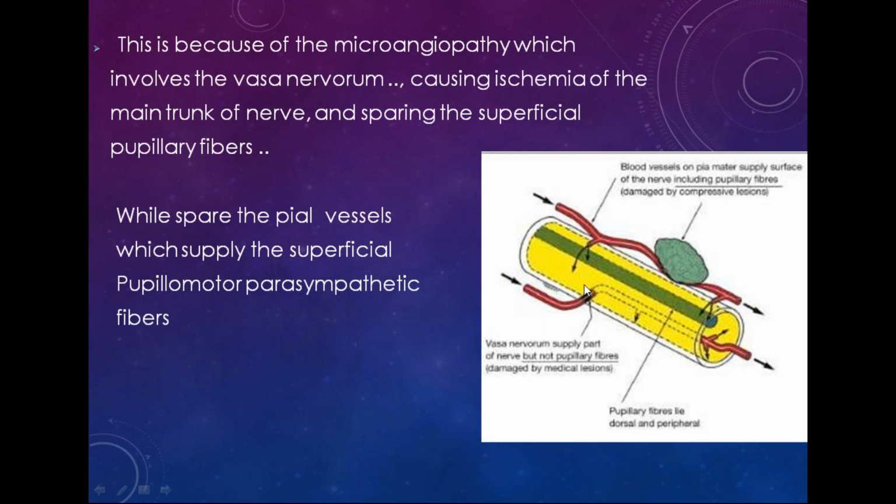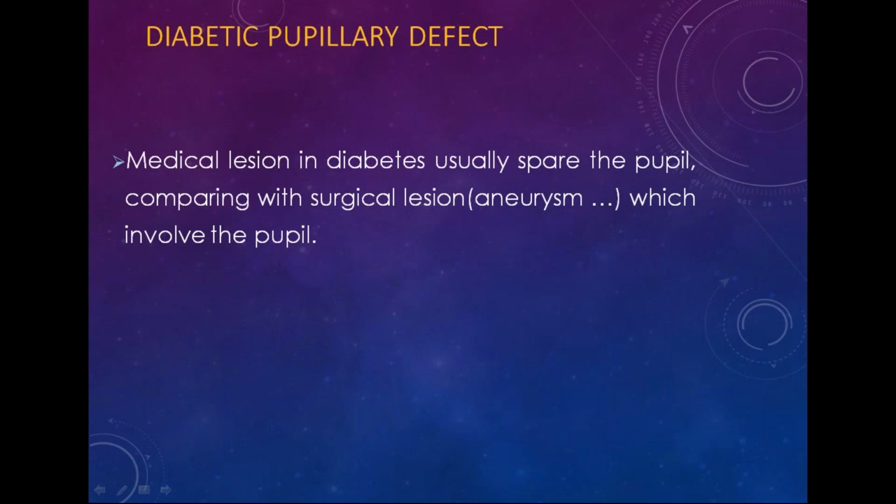Whereas medical lesions do not involve the pupil because they mainly involve the main trunk. The main trunk is involved in medical lesions. That is why it does not involve the pupil.